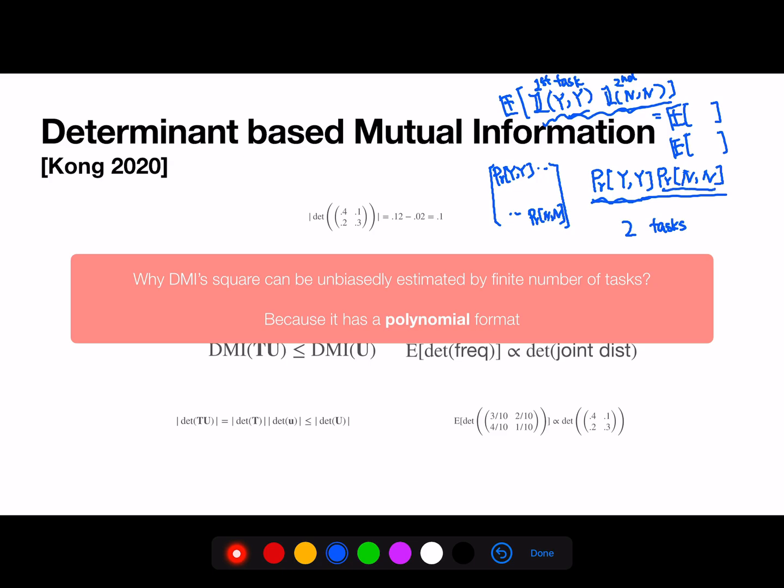So that is why. The point is that as long as we just want to estimate the polynomial format of the elements in the joint distribution, we just need a finite number of tasks. And in fact, it depends on the degree of the polynomial. If the polynomial's degree is d, we just need d tasks to unbiasedly estimate it. Just use this. Okay, so that is a fundamental thing here.